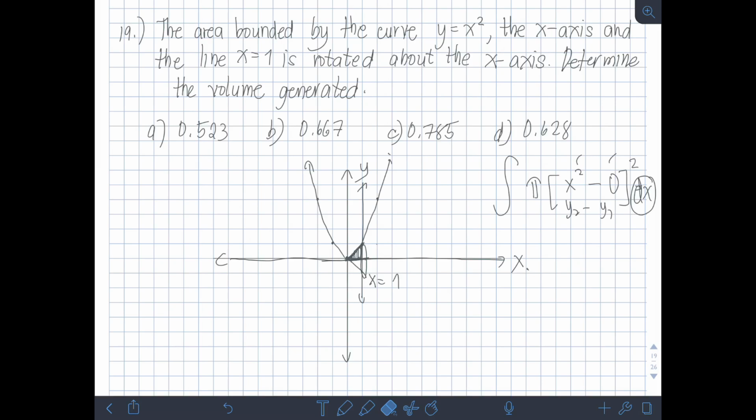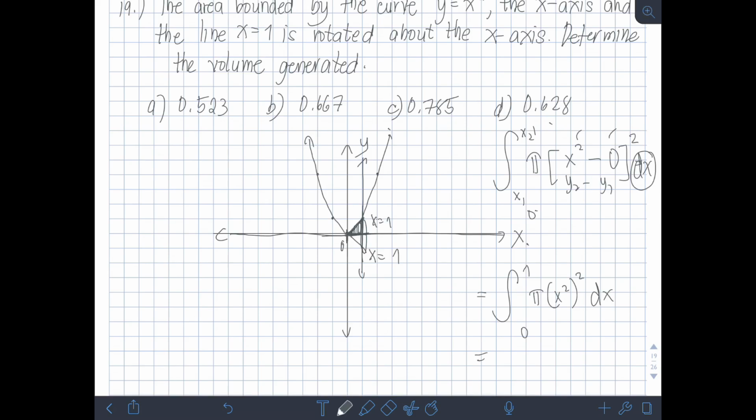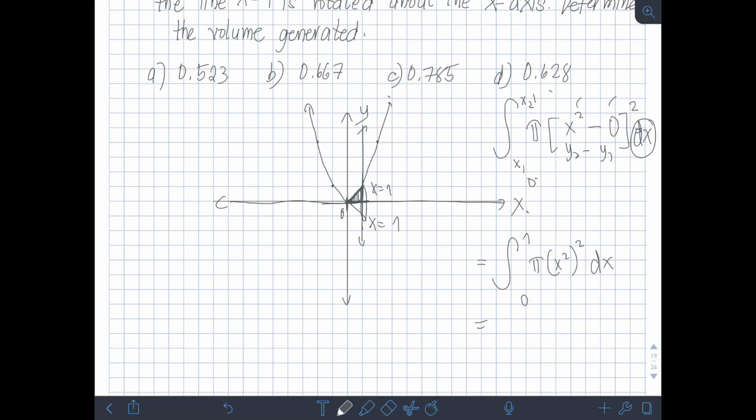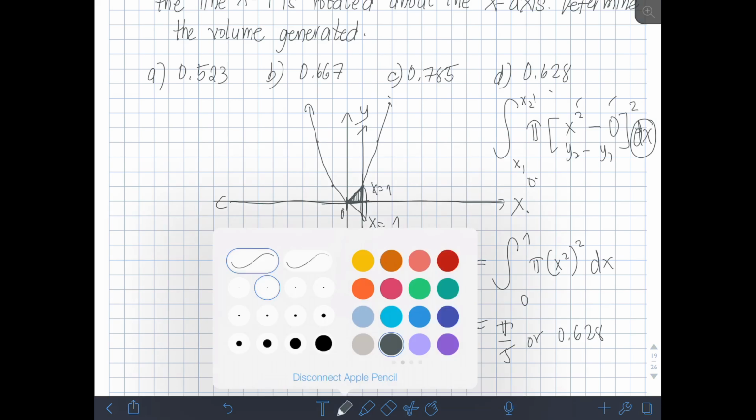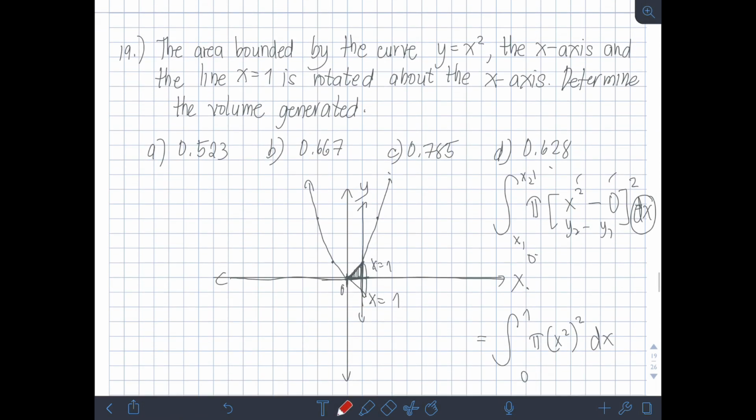Okay? So, we have the volume. Area times height is equal to volume, right? Then the limit, x1 to x2. The x1 and x2 are the intersections of the three lines that bound the area. So, this is 0 and this x is equal to 1. So, the limit is 0 to 1. Therefore, our final integral will be the integral of pi times x squared quantity squared dx from 0 to 1. Using a calculator, we can solve this as pi over 5 or 0.628. Therefore, the answer is letter D.